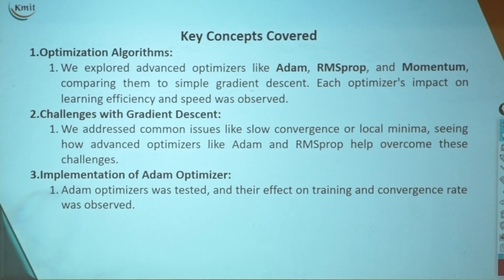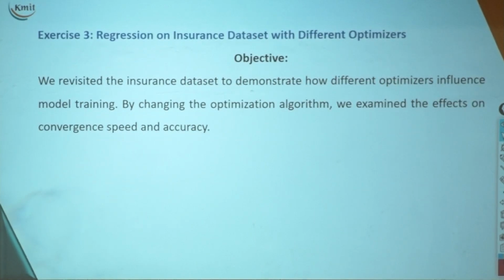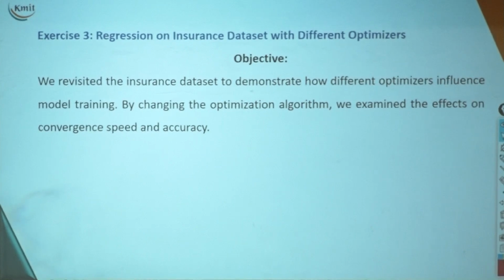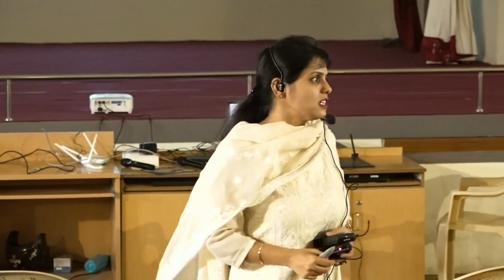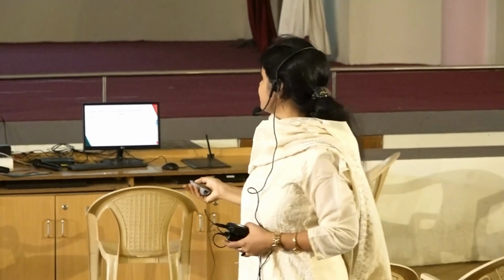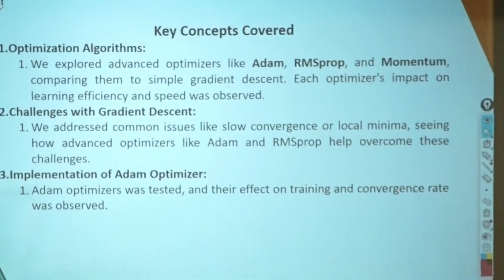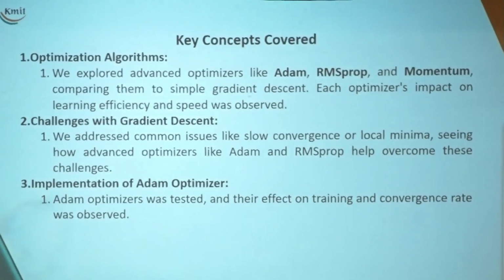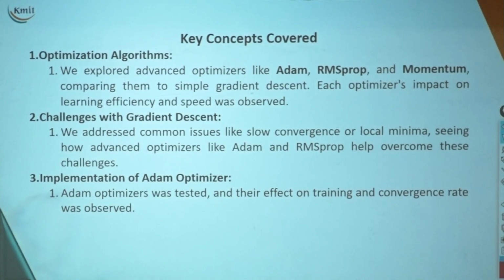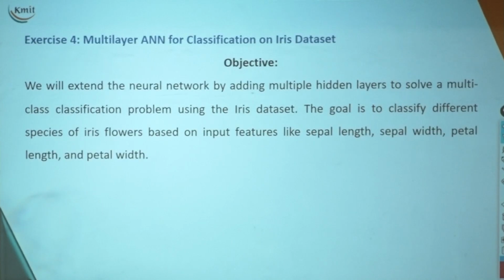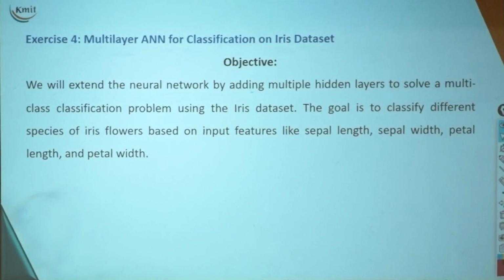What did we do in exercise 3? We went back to regression on the same insurance data set, but here we changed the optimizer. The first exercise was the same insurance regression but using gradient descent. Here, which optimizer did we use? The Adam optimizer. So here we studied different optimization techniques and focused on one important optimizer, which was Adam. This is the recap of the exercises.